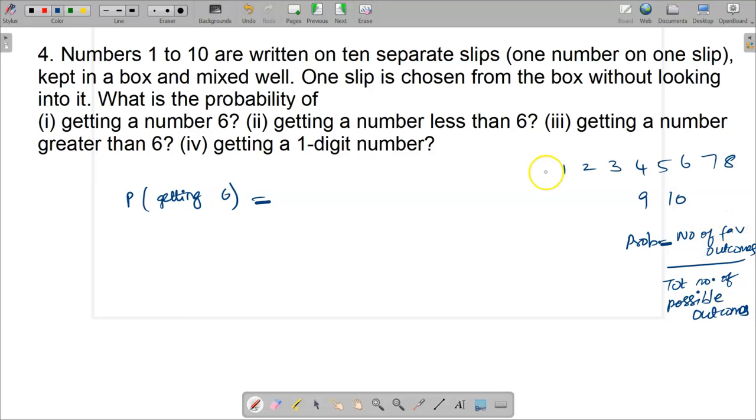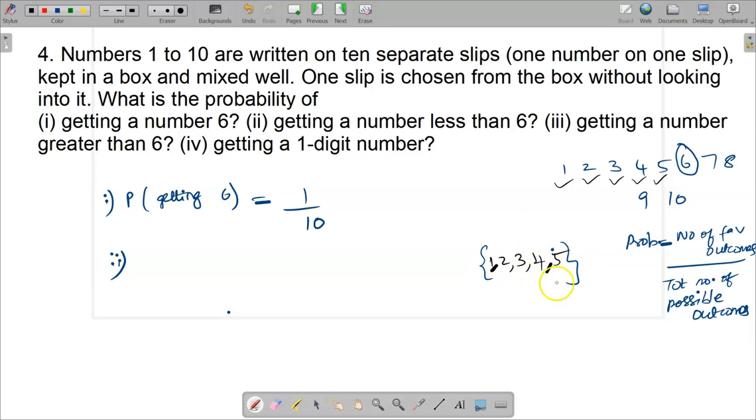What is the number of favorable outcomes for the probability of getting a number 6? How many 6s are there? Only one 6 is there. So the number of favorable outcomes is 1, out of total possible outcomes 1, 2, 3, 4, 5, 6, 7, 8, 9, 10, which is 10 possible outcomes. So 1 by 10 is the answer for the first option. Second option, getting a number less than 6. So what are the options for getting less than 6? Less than 6 is 1, 2, 3, 4, 5. These are all the numbers less than 6, so these are all the favorable outcomes.